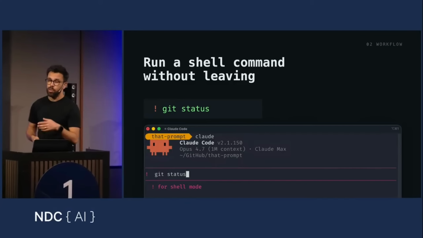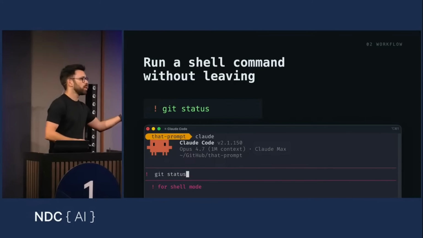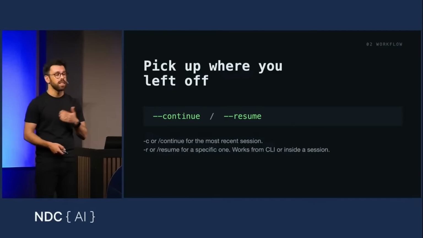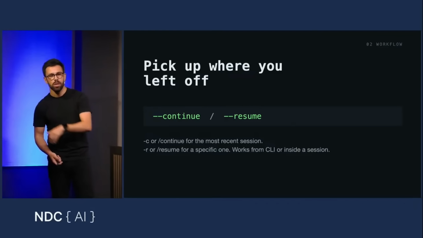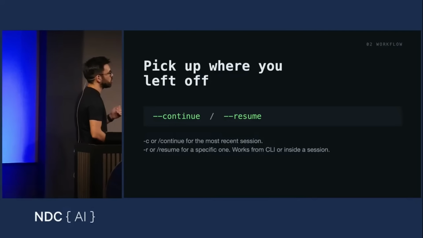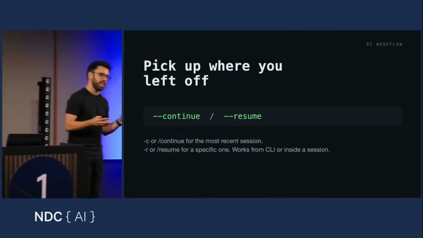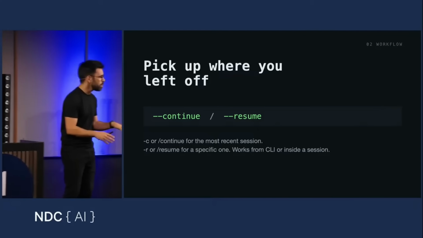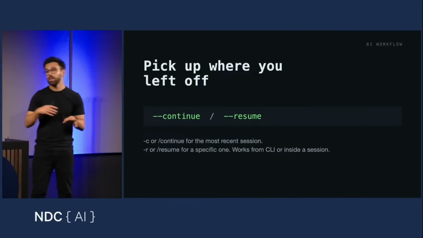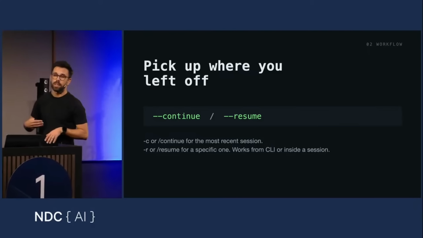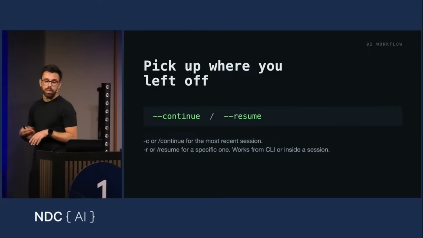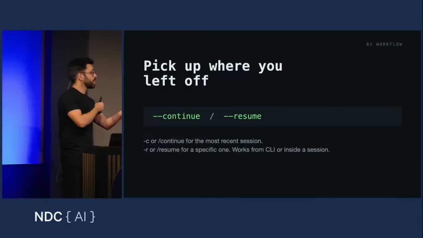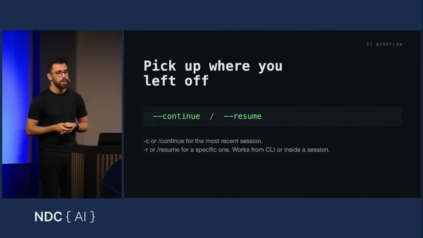One thing that you can do, if you want to get back to a previous thing that you were doing and keep going, is run dash continue, or slash continue, or dash resume. The continue will basically go back in time and look at the most recent thing that you were doing, and keep going with that one. The resume will display all the past conversations in that project, and you can pick the one that you want to go back to. So even when you are moving back and forth between tasks, it can be extremely useful.